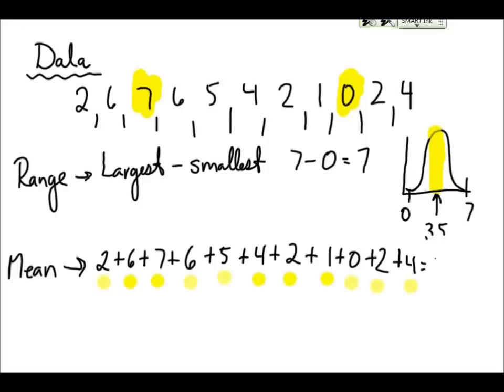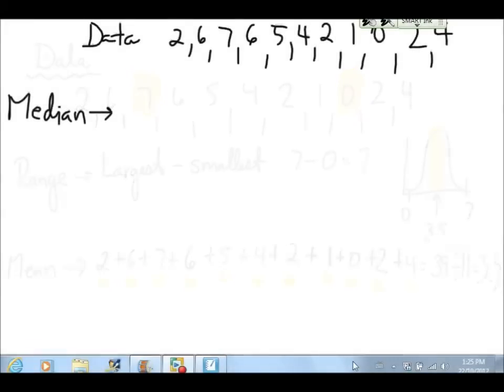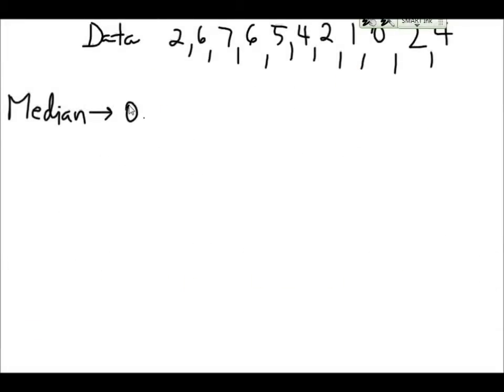I add up all the numbers, and then I count how many there are. So there's 11 numbers, and they add to 39. So I take 39 and I divide it by 11, and it gives me 3.5. And that makes perfect sense to me since the range that we calculated was between 0 and 7, the middle was 3.5. Let's take a look at median with the same data numbers.